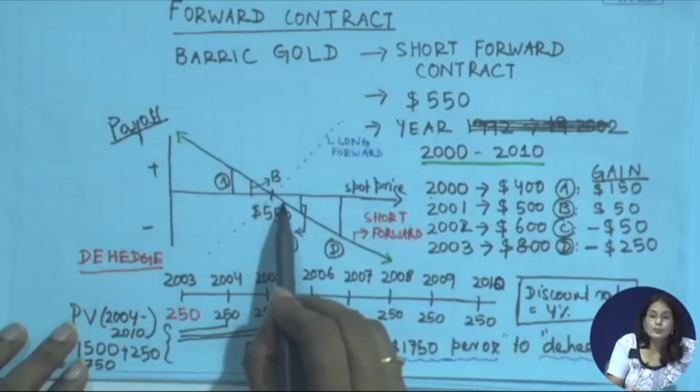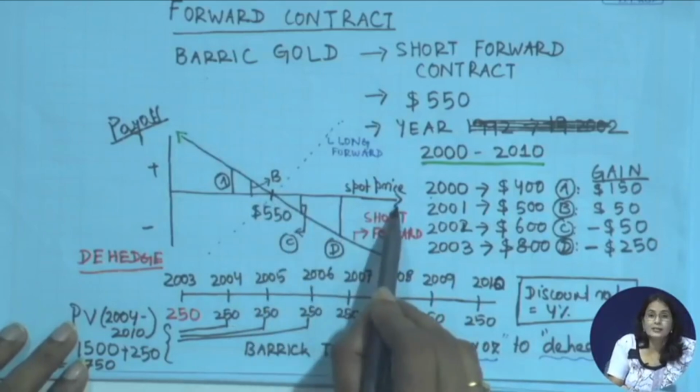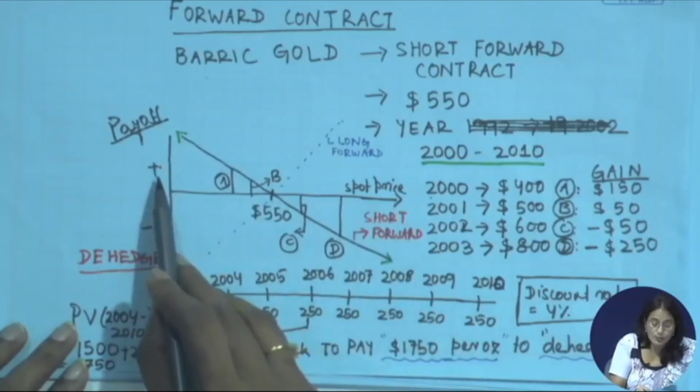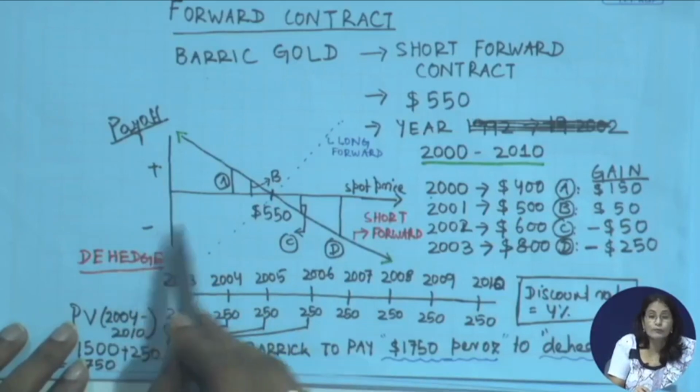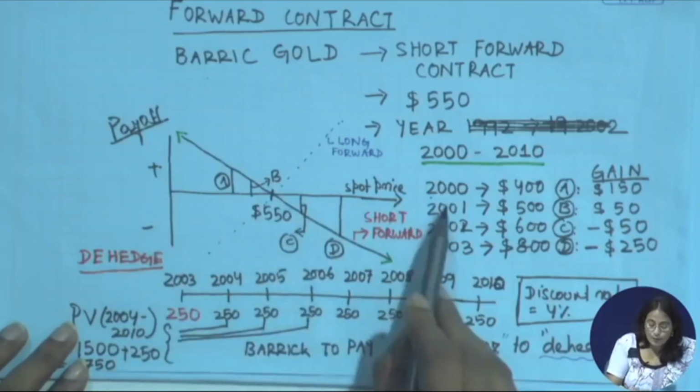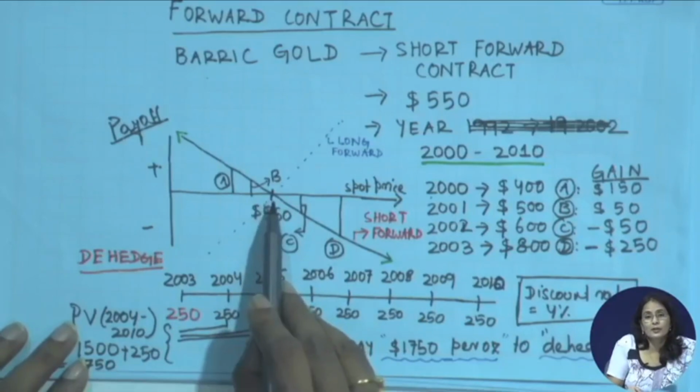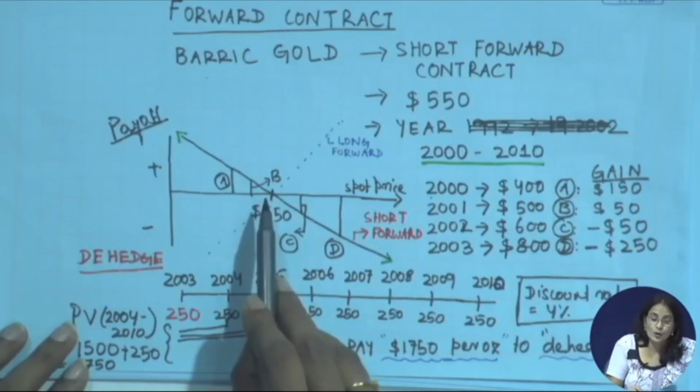So if spot price is on the x-axis, this is the positive direction, and this is the positive payoff and the negative payoff. Now if the prevailing spot price is anything less than 550, Barrick Gold stands to gain from the hedge contract.